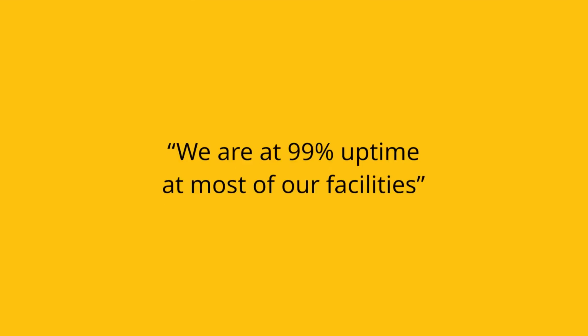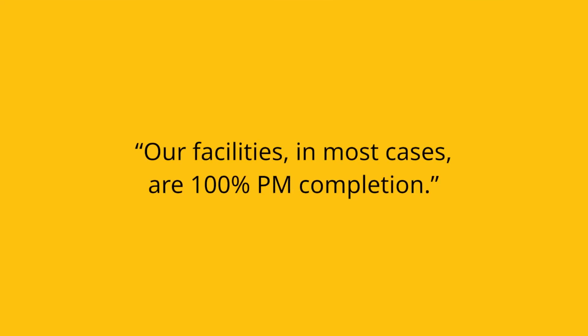At most of our Amsted facilities, when we're measuring downtime, we're at 99% uptime when we're looking at the number of down hours associated with our parent asset counts. Our facilities, in most cases, are at 100% PM completion. Now everything's in one place, being triggered by the same software that we store it in. And so it's basically a circle of life, if you will, of predictive maintenance.